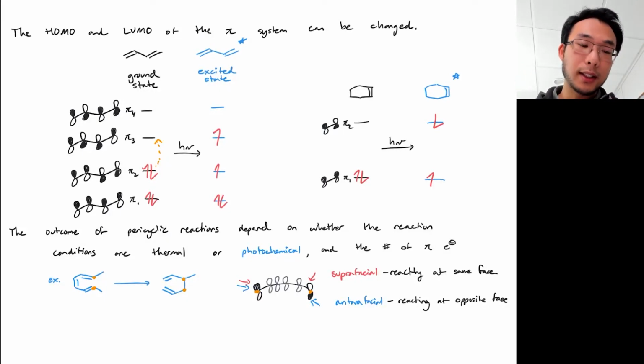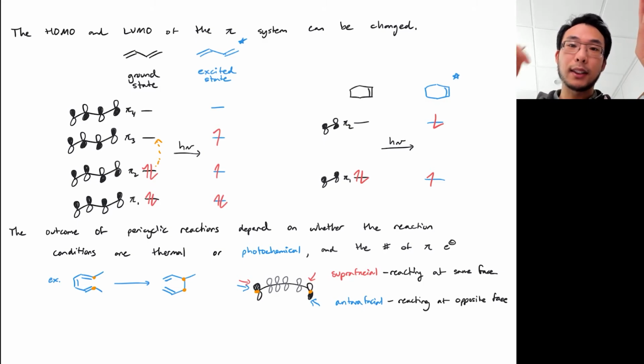So what we're thinking is that a given pi system can react in a suprafacial way, so its ends react both on one side, or it can react in an antarafacial way. One of its ends reacts on one face, the other end reacts on the other face. Why does this matter?